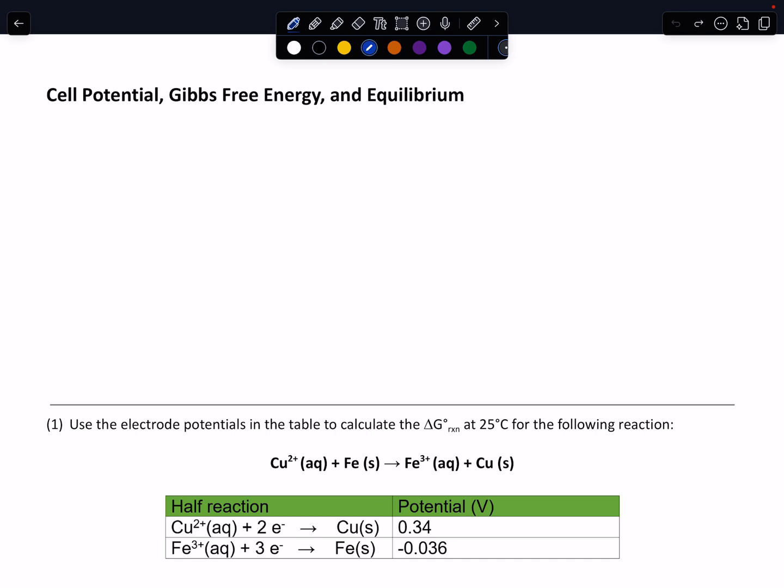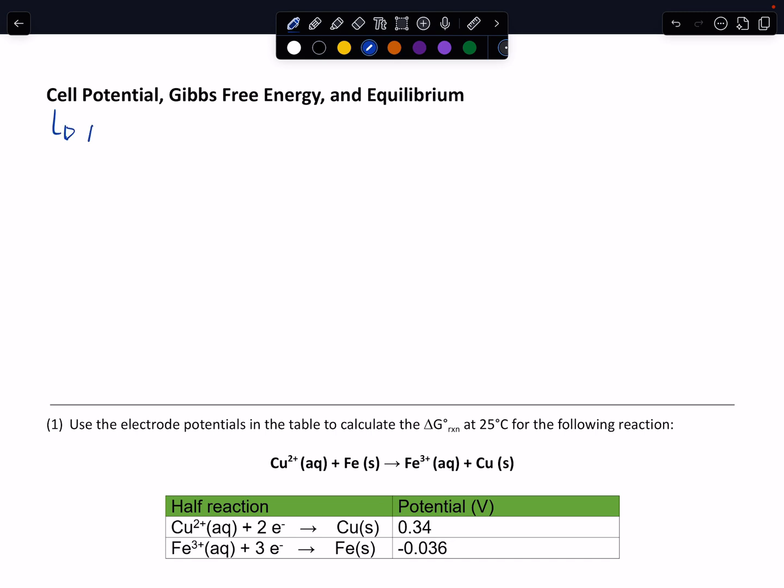This screencast is going to look at the relationships between cell potential and Gibbs free energy, and then cell potential and equilibrium, particularly the equilibrium constant. We've discussed Gibbs free energy in a previous screencast, and we have discussed how to calculate cell potential in a different screencast. So if you need any foundational work in those areas, please go back and watch those screencasts so that this one makes a little bit more sense.